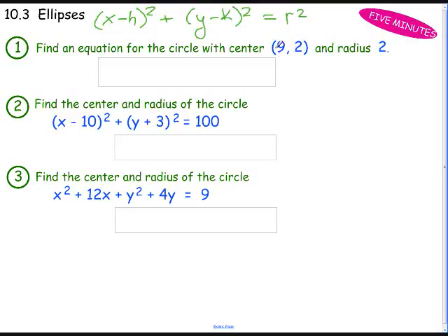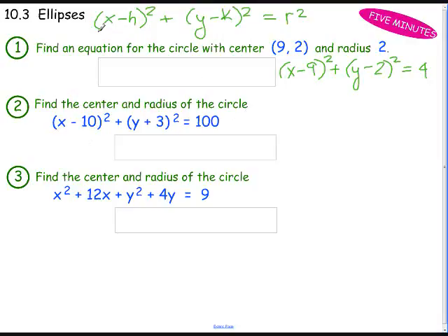So here is our x-coordinate of the center, also known to us as h. X minus 9, right? We have a positive 9, so it's minus 9, plus y minus the y-coordinate of the center, equals the radius squared. We know the radius is 2, so there we are. We have it.